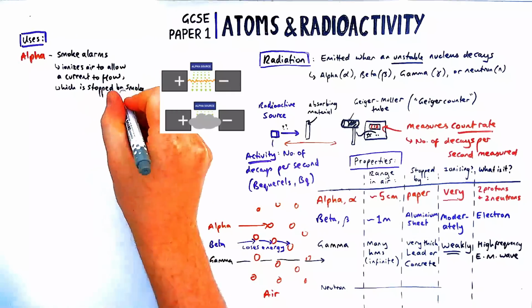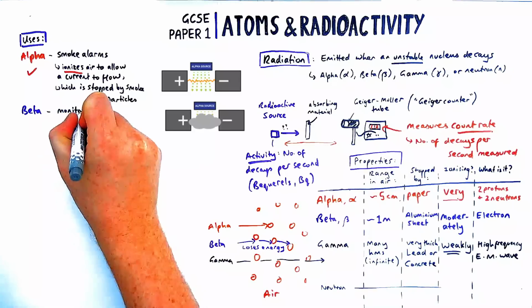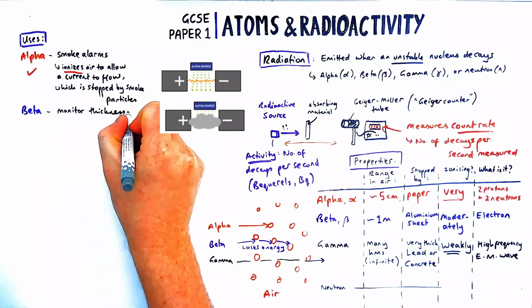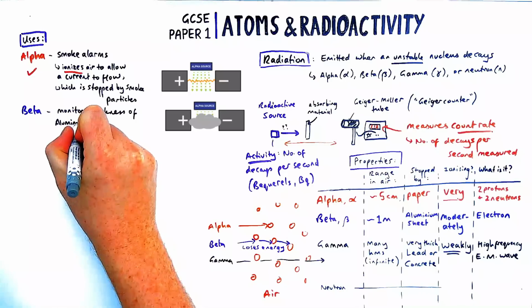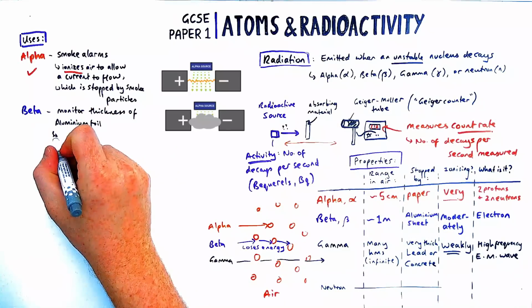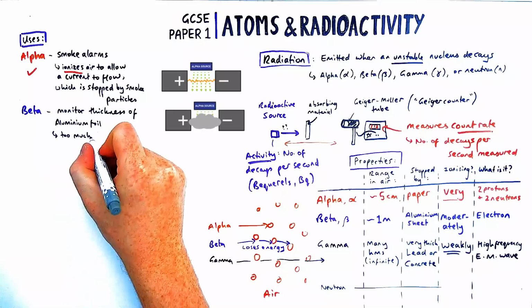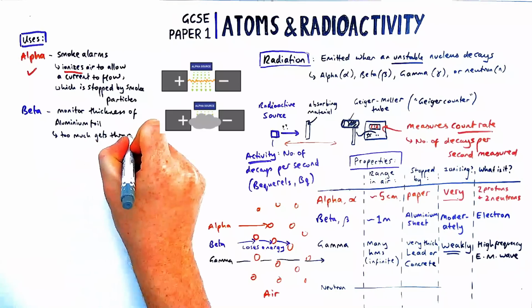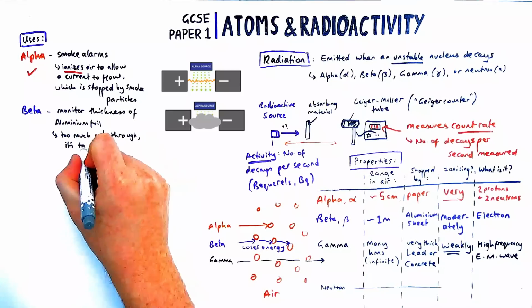Beta radiation is used to monitor the thickness of aluminium foil. Beta is suitable because if too much goes through, that would show the foil is too thin. If not enough goes through, that may mean that it's a bit too thick. So it's only beta that can be used because some of it gets absorbed by a thin aluminium foil, but some of it will go through.